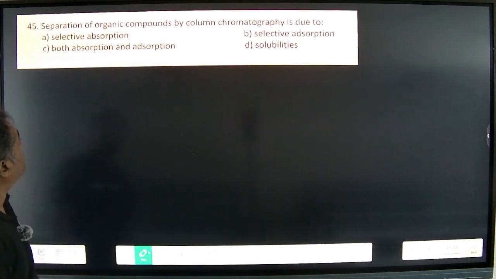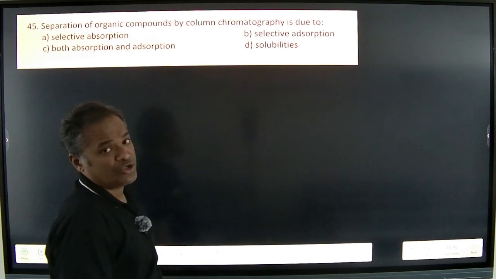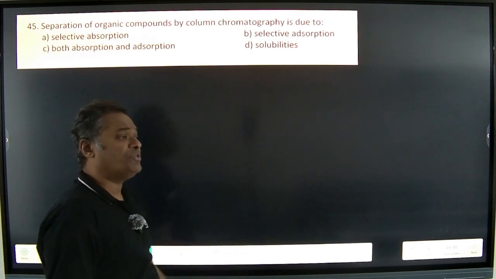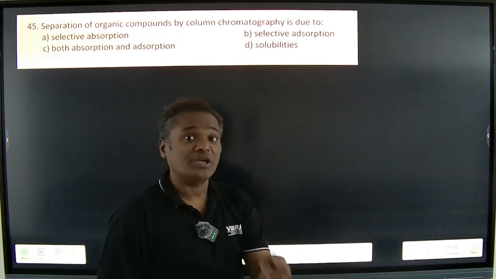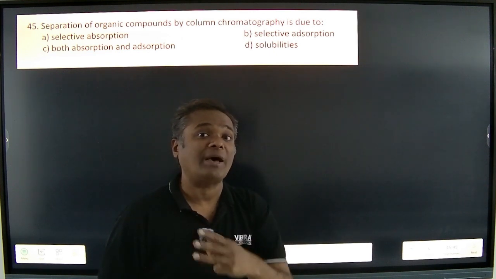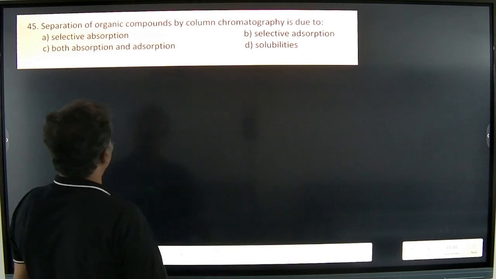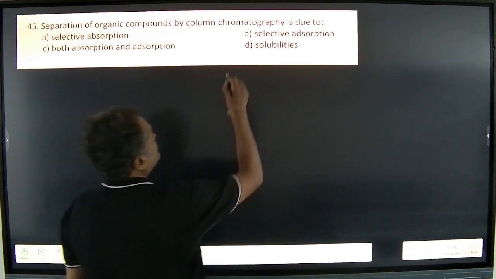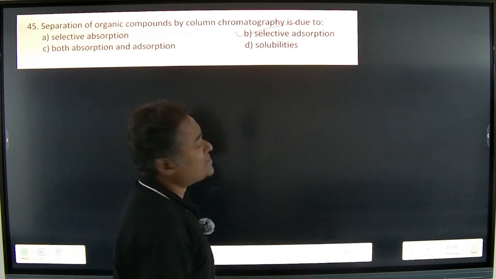Now, here, child, separation of an organic compound by column chromatography is due to? You must have read this in NCERT: column chromatography works on a property called differential adsorption, because different components have different adsorption capacity. That means over here different compounds have different adsorption selectivity. Hence, the answer has to be option D. I hope this is clear, child.